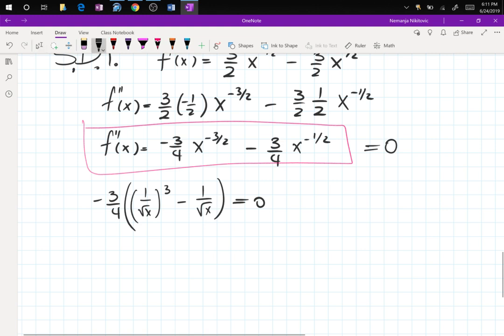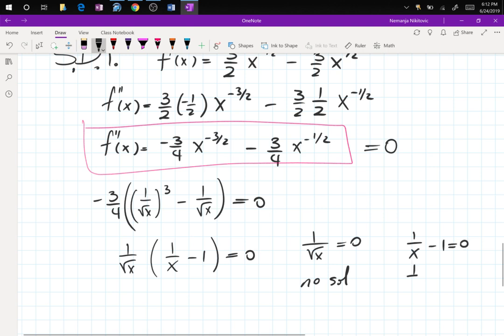So now, when you have this negative 3/4 equal to 0, that has no solution, so that just drops. You kick 1 over root x out, and what's left is 1 over x minus 1 equal to 0. 1 over root x equals 0 has no solution, because when you cross multiply you get 1 equal to 0. Now the second one does have a solution: 1 over x minus 1 equal to 0. That's 1 over x equals 1, and x equals 1.